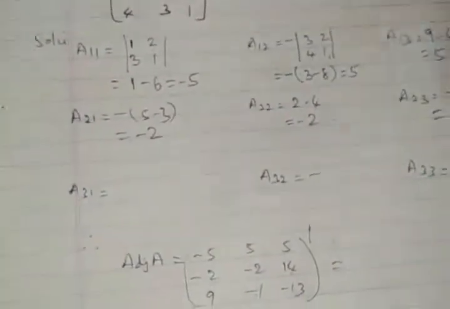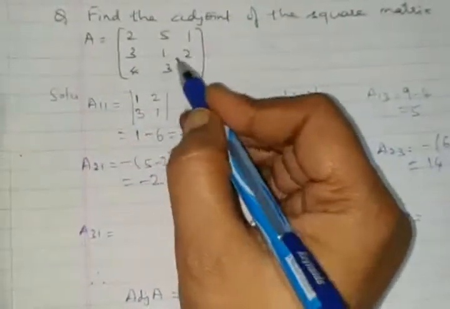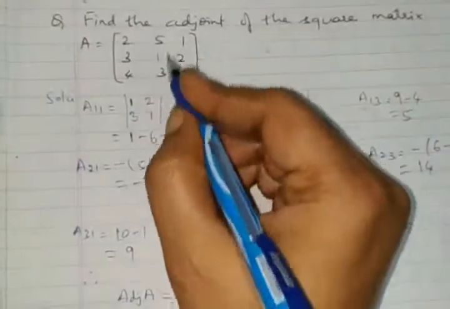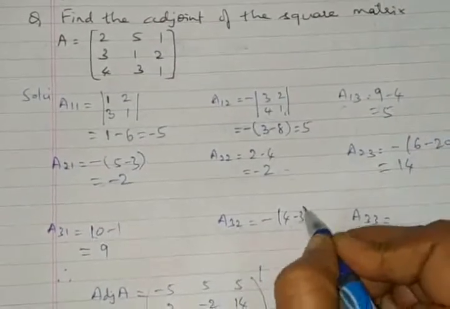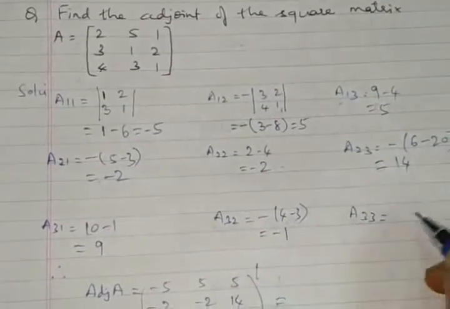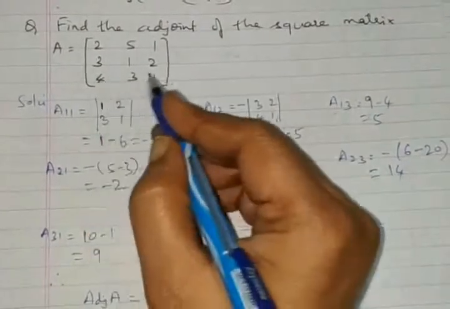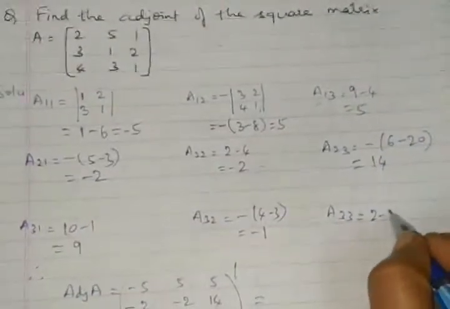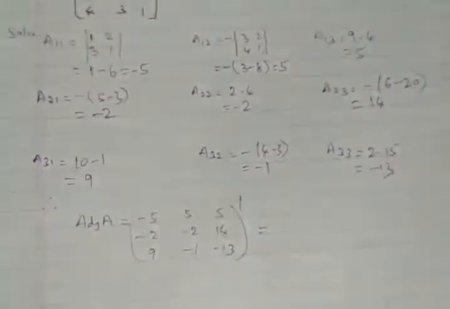Followed by A31. Close the corresponding row and the column. 10 -1. So we have 9. Followed by A32. Close. We have 2 2s are 4 -3, which results to -1. Be careful about the calculation. A33. Last element left out. Close it. 2 -15. Okay. So we are left with the result -13.